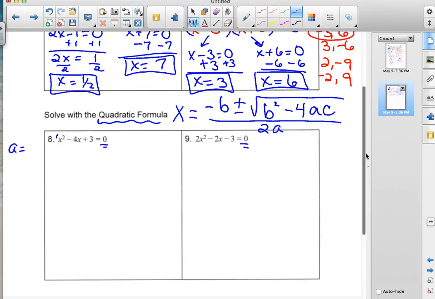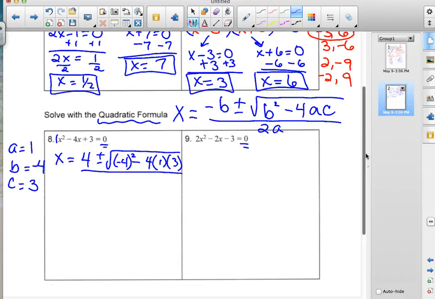So in this case, a is 1. That's the number in front of x squared. B is the number in front of x, which is negative 4. And c is your constant, which is positive 3. Then it's just a matter of plugging them into our equation. We need the opposite of negative 4. So we need positive 4 plus minus the square root. We need to take b, which is negative 4, and square it. Then we need to subtract the product of 4 times a, which is 1, times c, which is 3. And then the last step, we need to divide it all by 2 times a.